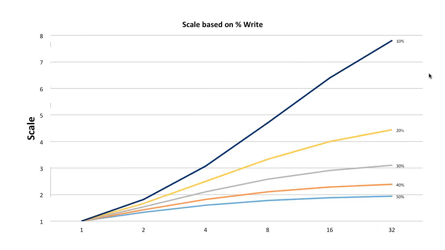This graph shows you the scale based on the percentage of writes. If I do 10% writes, I'm able to scale well, compared to when I do 50% writes, where my scale is really, really low. So this graph shows that if you have more writes, then adding read replicas would not really solve the problem. You may want to look at the primary database and figure out whether you want to increase the number of IOPS, or increase the size of the instance, so that you can get more throughput out of that instance.